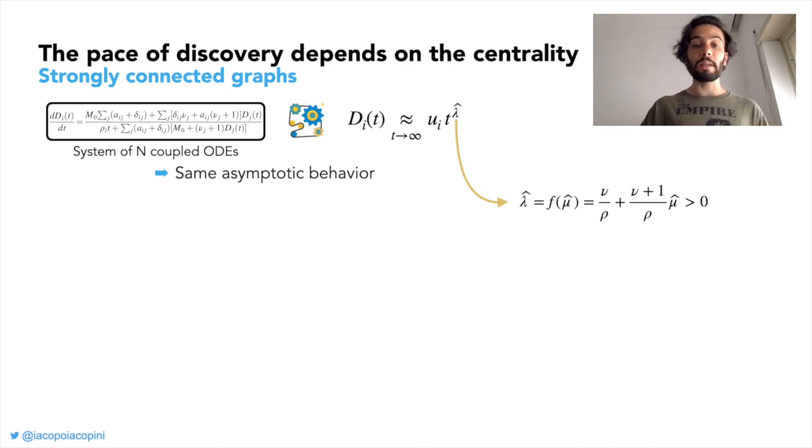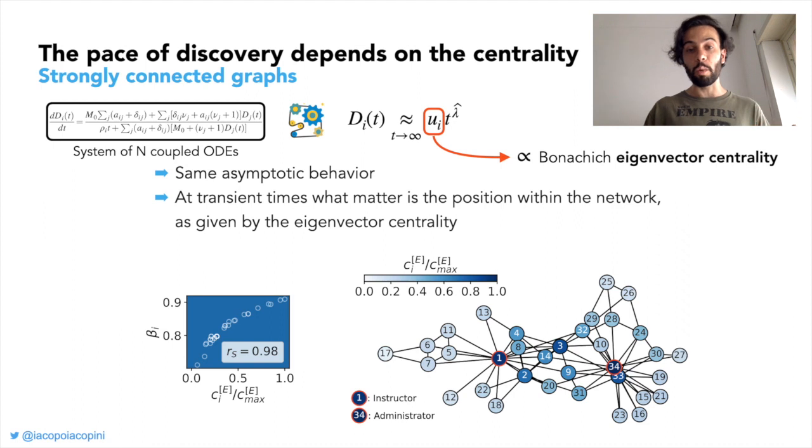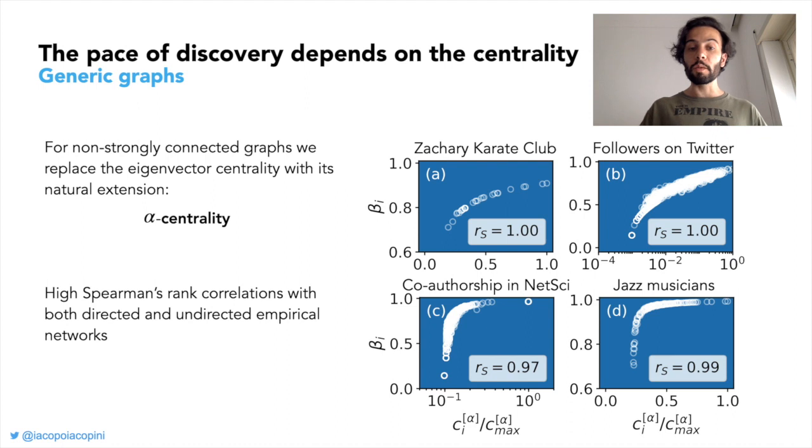What actually happens is that the transient times, which is actually the regime where we all operate in, are completely governed by the eigenvector centrality. So the Bonacich eigenvector centrality can be used as a proxy for the speed of discoveries. And you see here, I'm plotting the same graph. Again, this time the color is given by the eigenvector centrality that correlates perfectly with the Heaps exponent. Of course, when we move to generic graphs, you need to extend this from the eigenvector centrality to the alpha centrality. And we did this for a bunch of empirical networks, and you see that you have high Spearman rank correlation coefficients in all cases.